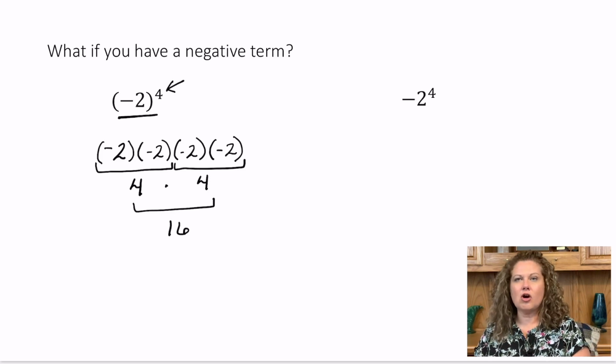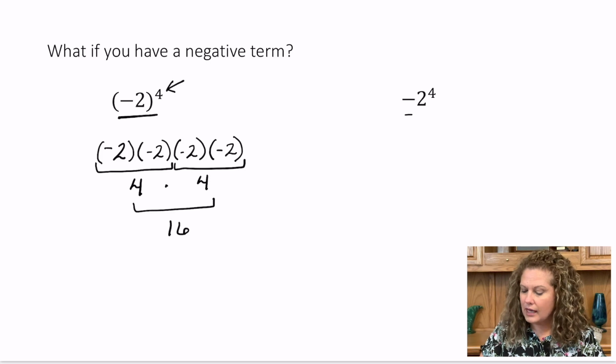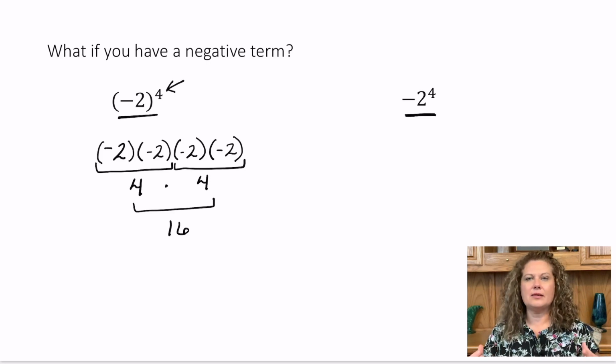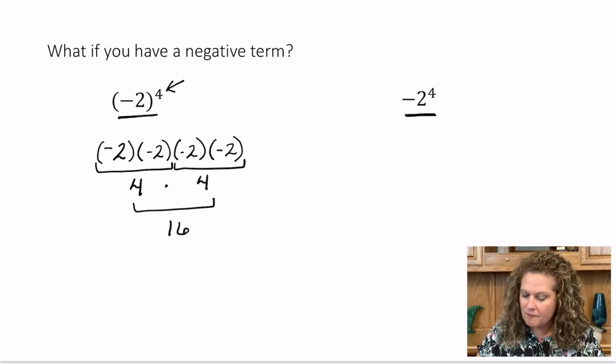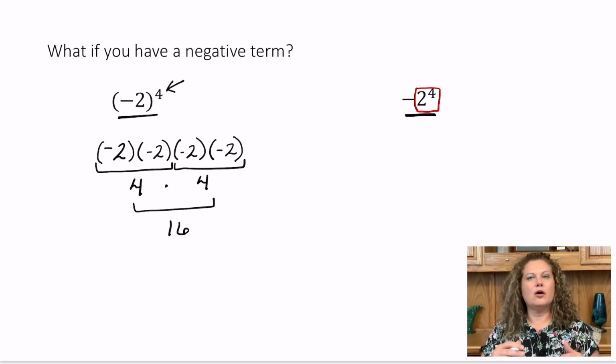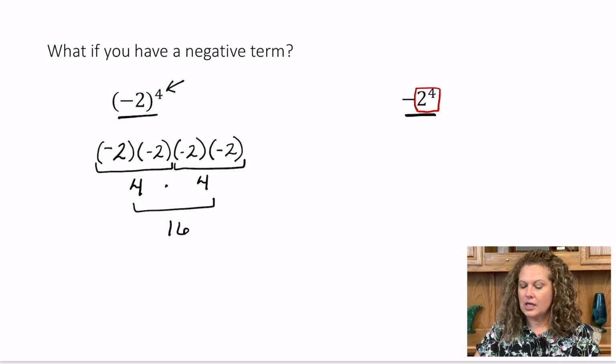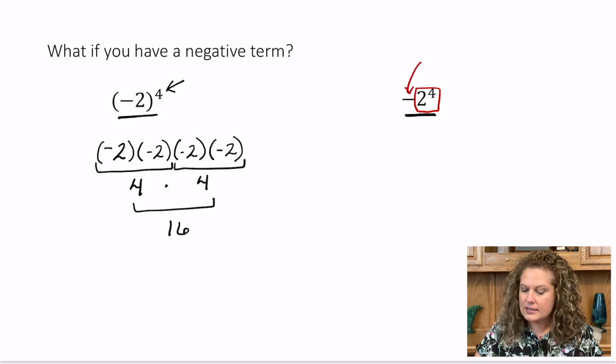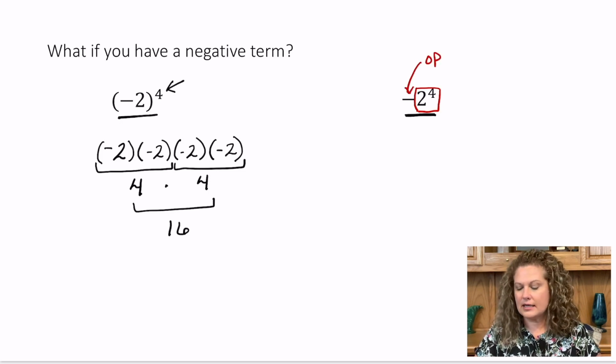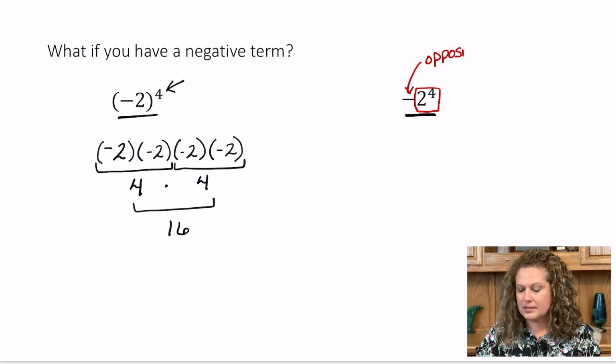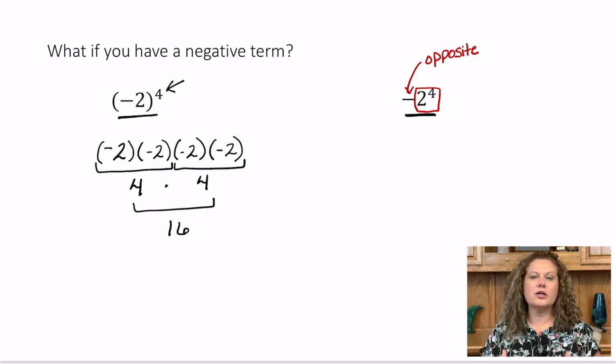Now let's take a look at our second term. And this term, notice, doesn't have any parentheses. And what that tells me is that 4 is only going to be with the 2. So my power here is actually 2 to the fourth power. This negative tells me whatever that product is going to be, its opposite. Now here is where your negative could get lost if you're not careful.